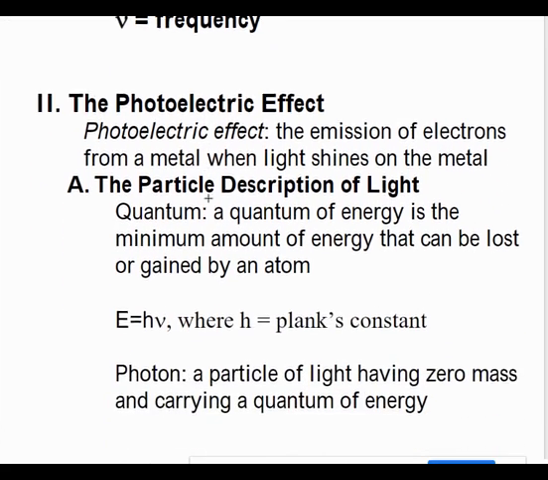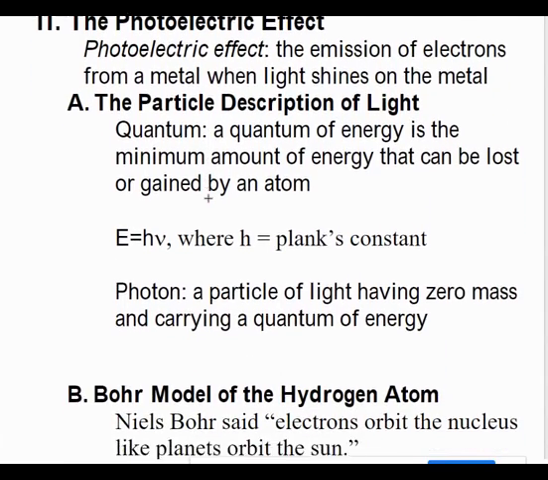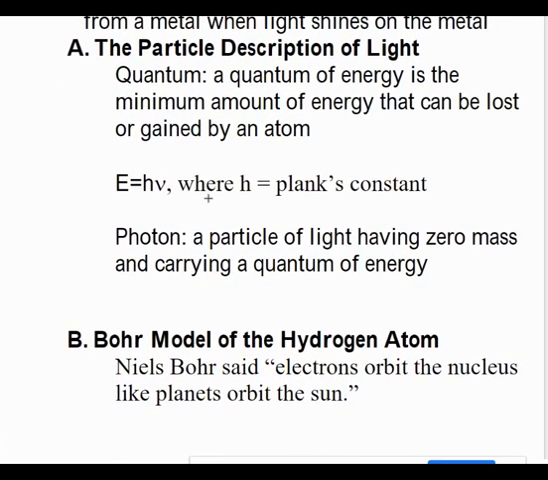I'm going to skip over photoelectric effect. If you want to read it, it's in your book. So what we need to know is a quantum. A quantum is a specific amount of energy that can be lost or gained by an atom. So we talked about if you throw a ball from point A to point B, the trajectory might look something like this. Okay, it's going to follow a path from A to B.